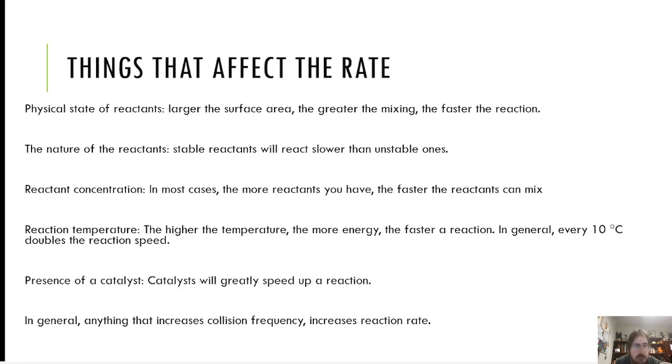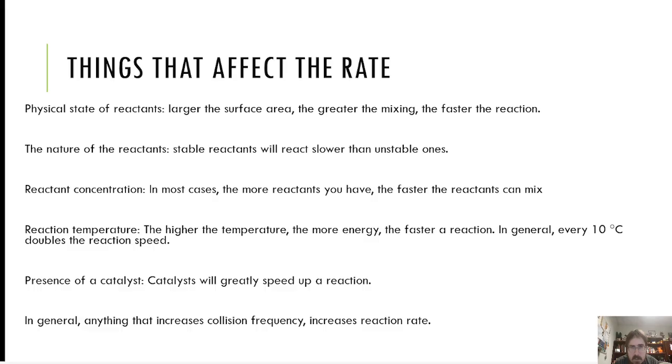Now, while we will not focus largely on these various factors too much, it's still very useful for us to know, and it's a perfectly good test question. But things that can affect the rate: physical state of the reactants, simply meaning the more surface area we have, the greater the mixing that can happen, the faster the reaction can occur.